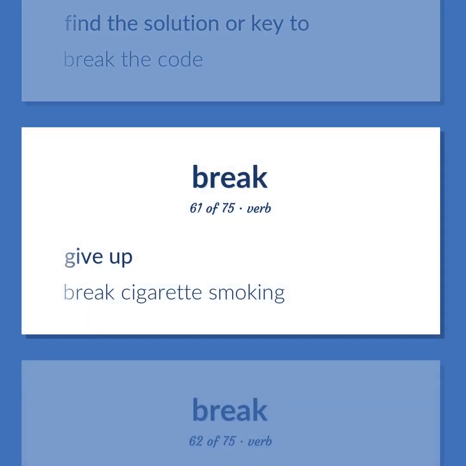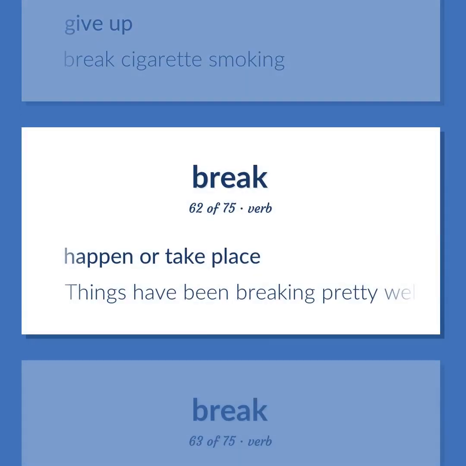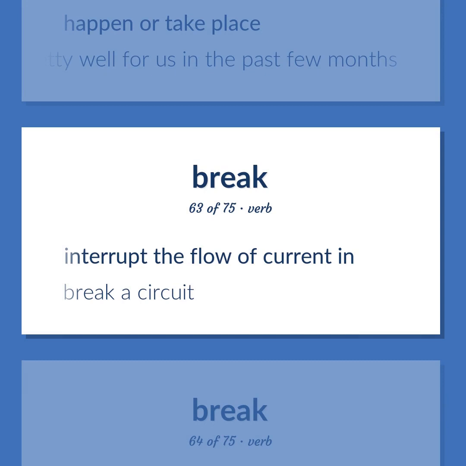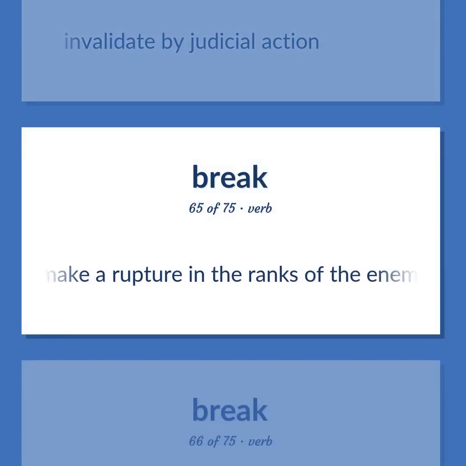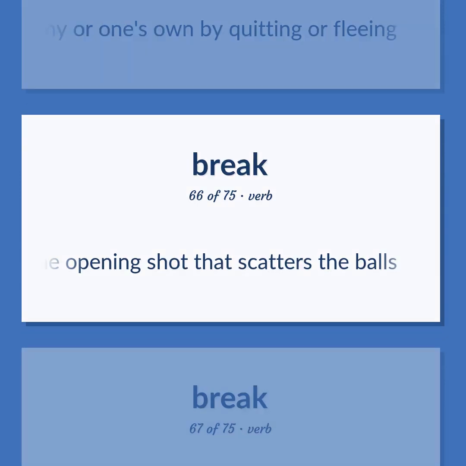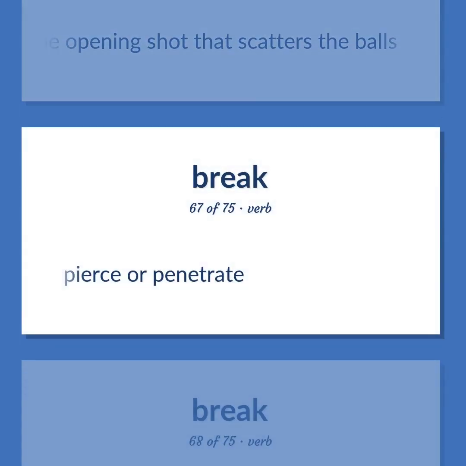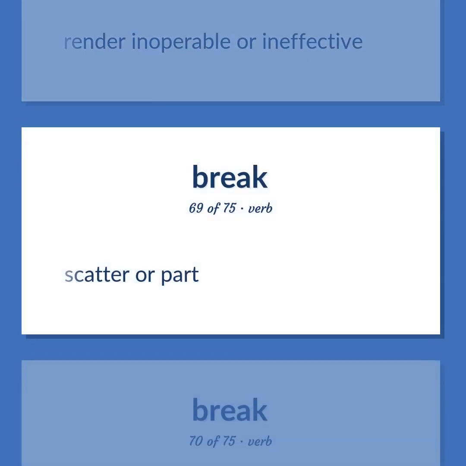Give up. Break cigarette smoking. Happen or take place. Things have been breaking pretty well for us in the past few months. Interrupt the flow of current in. Break a circuit. Invalidate by judicial action. Make a rupture in the ranks of the enemy or one's own by quitting or fleeing. Make the opening shot that scatters the balls. Pierce or penetrate. Render inoperable or ineffective. Scatter or part.